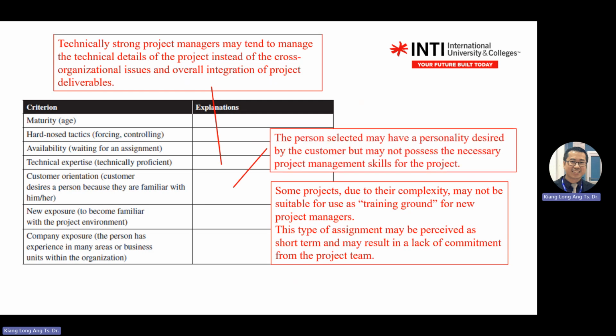Customer orientation. This one, customer orientation, the customer likes them, but maybe they don't have the management skill for the projects. This is just an elaboration. You don't need to write all these things, but you just elaborate what could go wrong with this kind of person.